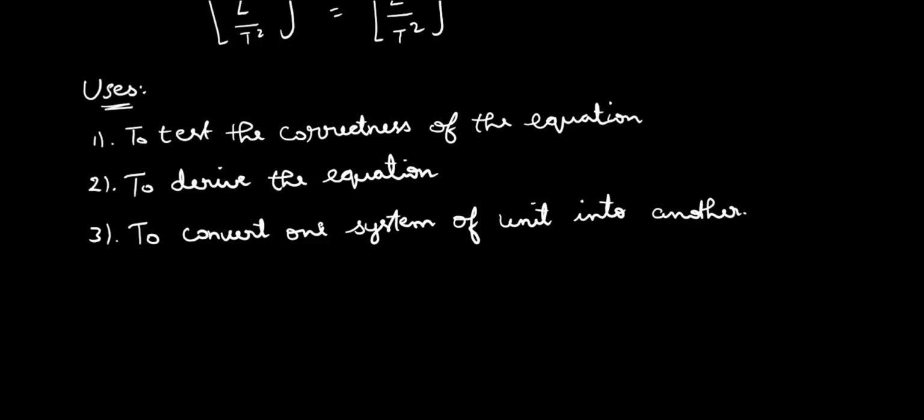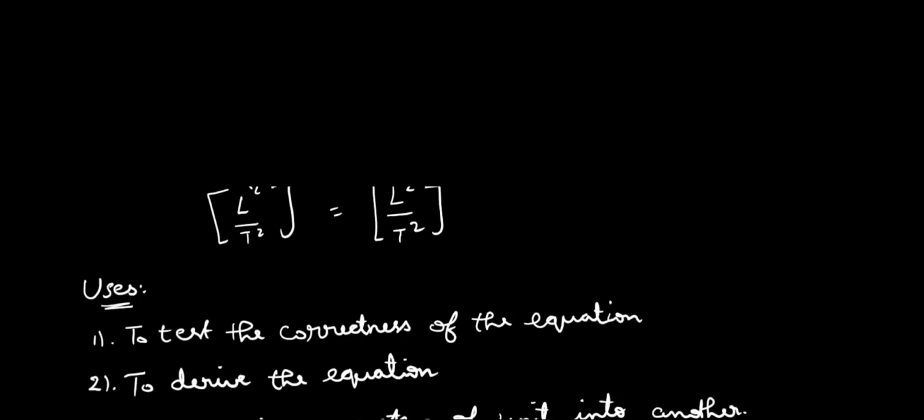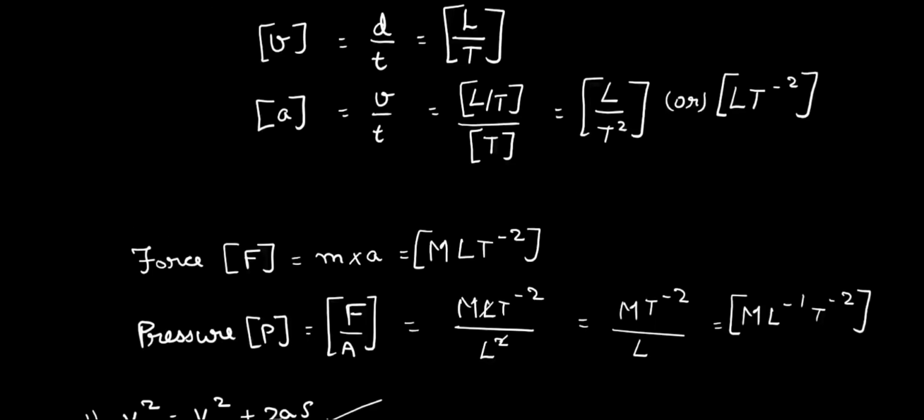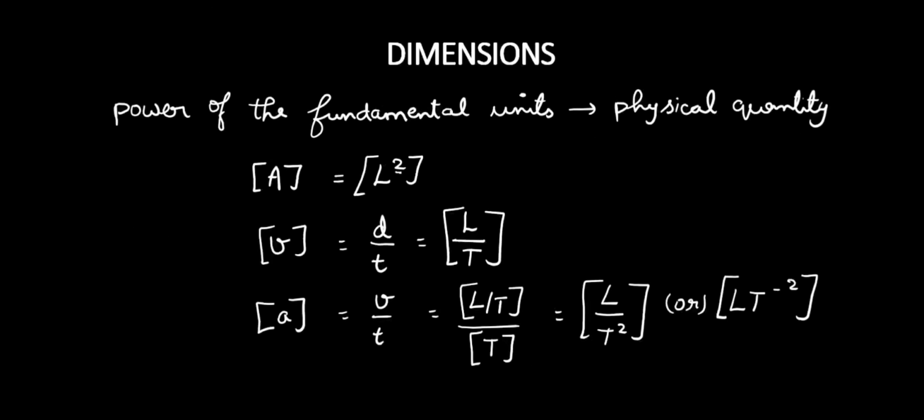In the previous example, we have seen how dimensions are used to test the correctness of an equation. It is also used to derive the equation, and it is used to convert one system of unit into another. So in today's class we have seen about dimensions. Let me recap.